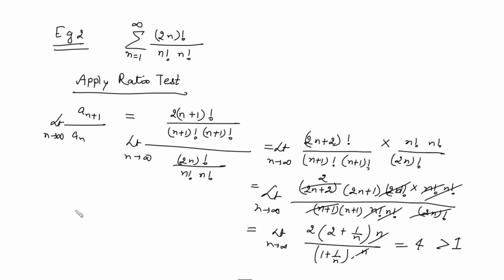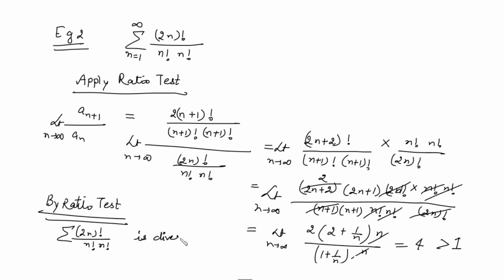So what is the answer? By the ratio test, what is the behavior of the given series? By the ratio test, the given series (2n)! upon n! into n! is divergent, as the ratio is strictly greater than 1. This limit is strictly greater than 1. So by the ratio test we have that this series is divergent.